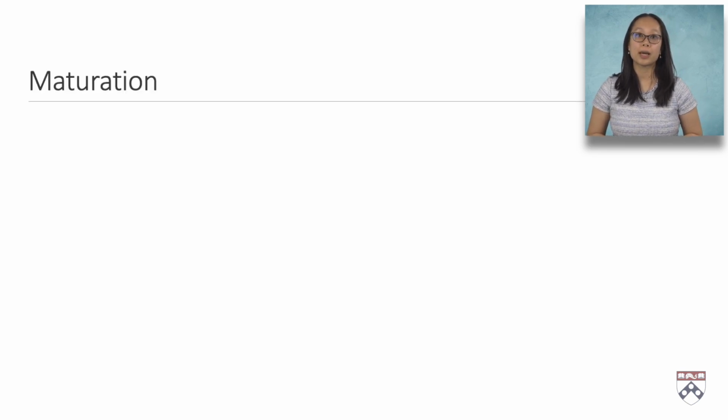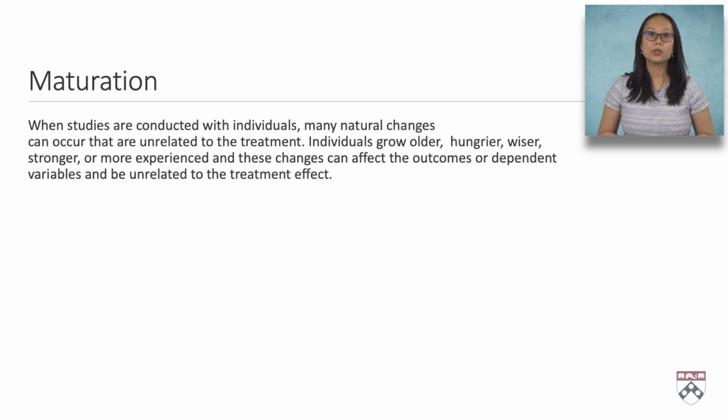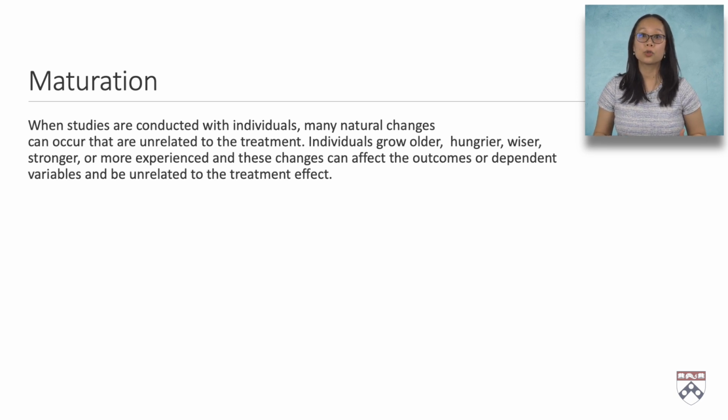Another threat is referred to as maturation, in which, when studies are conducted with individuals, many natural changes can occur that are unrelated to the treatment, but which nevertheless can still have an impact on the ultimate measurement of the collection of data responses. For example, individuals grow older, so longitudinal studies that track individuals over time have to account for the fact that individuals are growing over that time. Individuals may also grow hungrier, wiser, stronger, or more experienced, and all of these changes can affect the outcomes or the dependent variables in ways that are completely unrelated to the treatment.